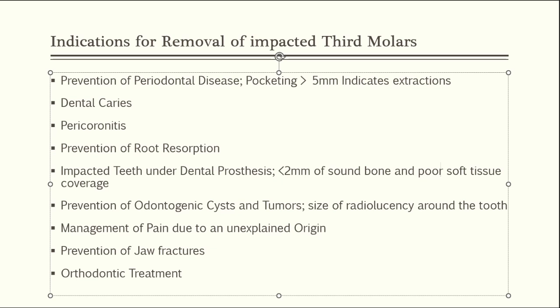Now the radiolucency around the tooth defines what is the pathology. If it's 3 to 4 millimeters, we call it follicle. It's the follicle, the soft tissue that's surrounding the wisdom tooth. If it's more than 3 to 4 millimeters, then we call it a cyst, a dentigerous cyst, or pathology, let's say.